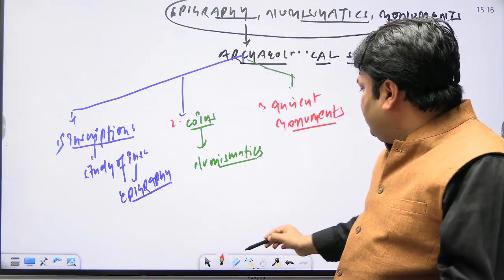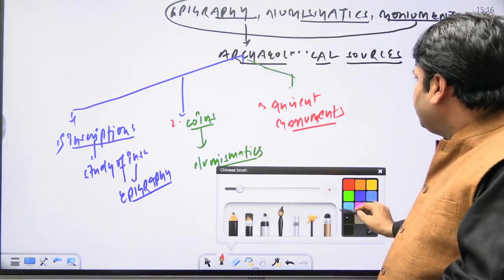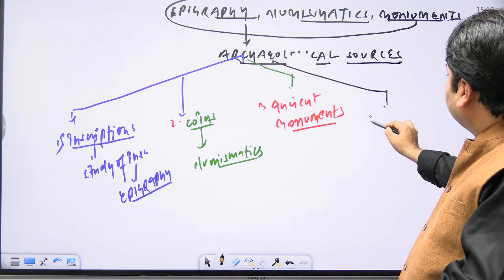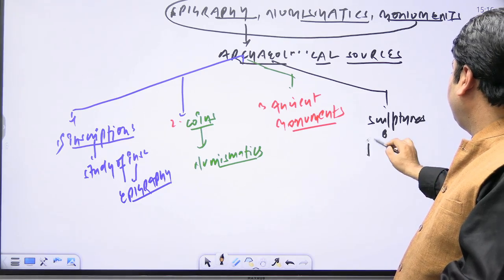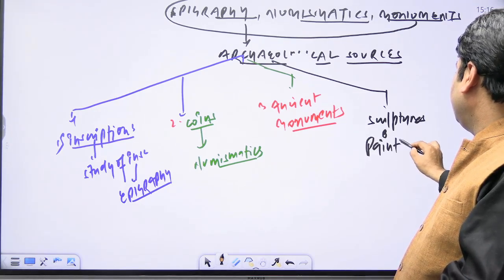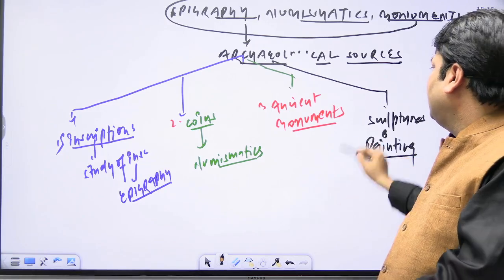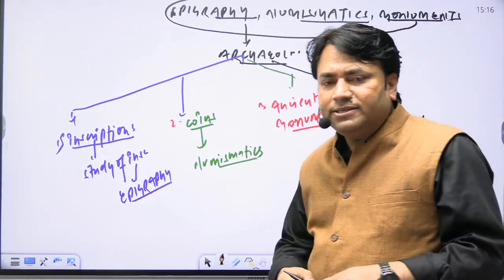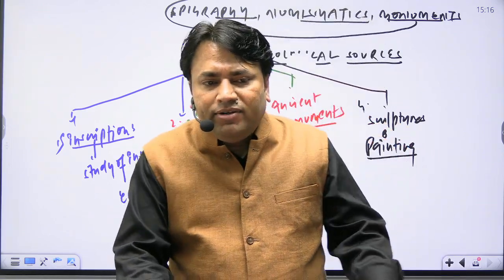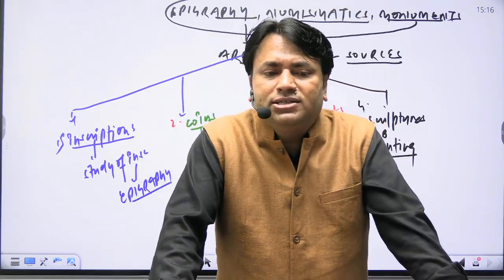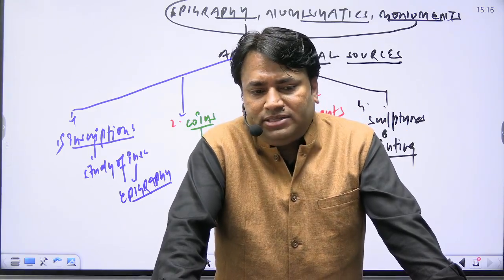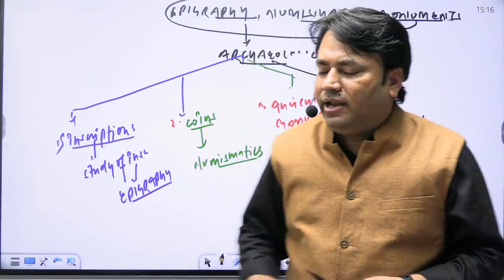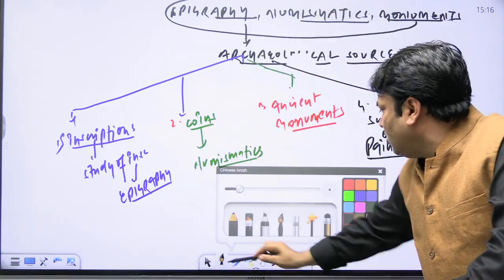For example, we can add one more aspect here, and that is sculptures and paintings. They are also very much important sources. So we are adding this part, sculptures and paintings. Got it? And then we will add one more area, that is archaeological remains or material remains. That is also an important part.